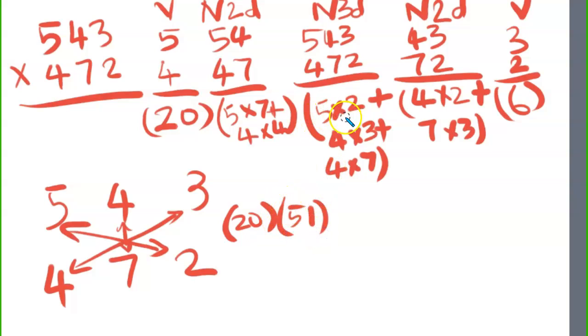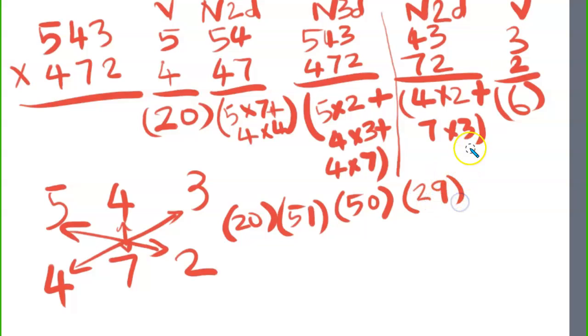And then 5 times 2 is 10, 4 times 3 is 12, so it is 10 plus 12 is 22, plus 4 times 7 is 28, so 22 plus 28, which is 50. Next one is 4 times 2, which is 8, and then add 7 times 3, which is 21, so it is 29. Then 3 times 2 is 6.